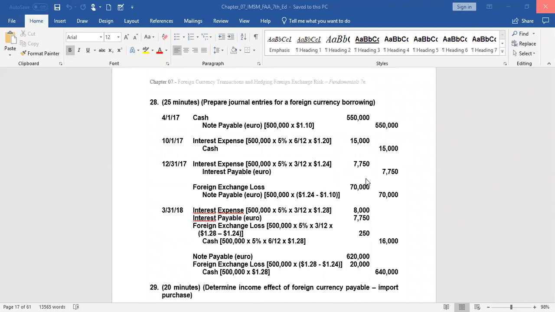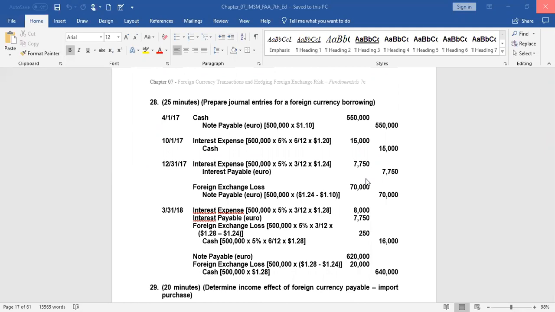So we base it on our euros, 500,000 euros times 5% times 3/12 again. I think that was 12,500. Whoops, nope, I'm wrong. 500,000 times 5%, 25,000 times 3/12 gives us 6,250 euros. But for €1, you have to pay $1.28. So multiply that 6,250 euros by $1.28. The actual US dollars is 8,000.